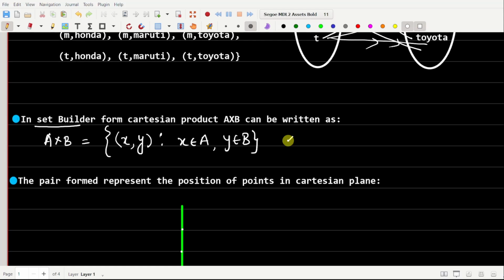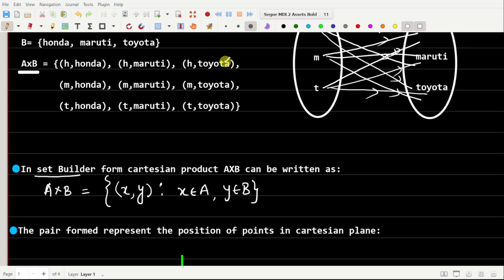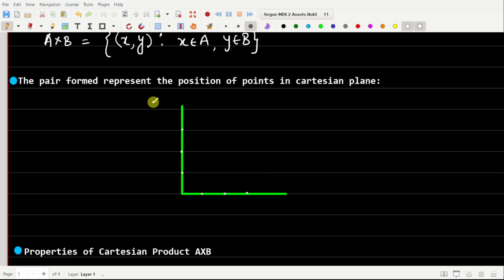Now these are the 9 pairs which I have written over here. These pairs also represent the positions of points in the Cartesian plane. So basically we can also plot these points in the Cartesian plane and they have some positions. Each pair represents the position of a point in the Cartesian plane. So we can draw these in the Cartesian plane.